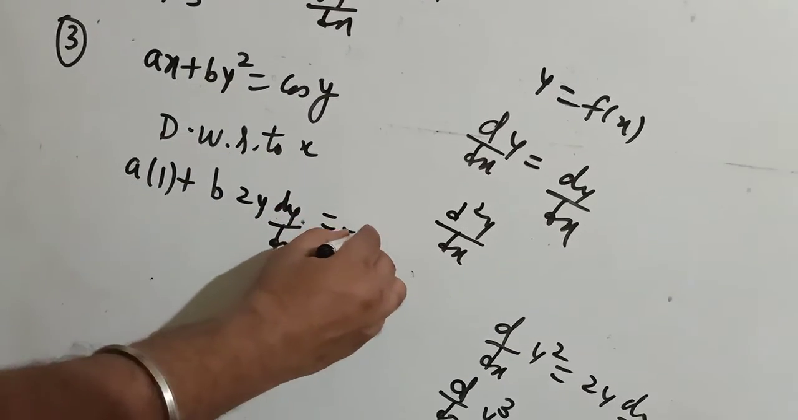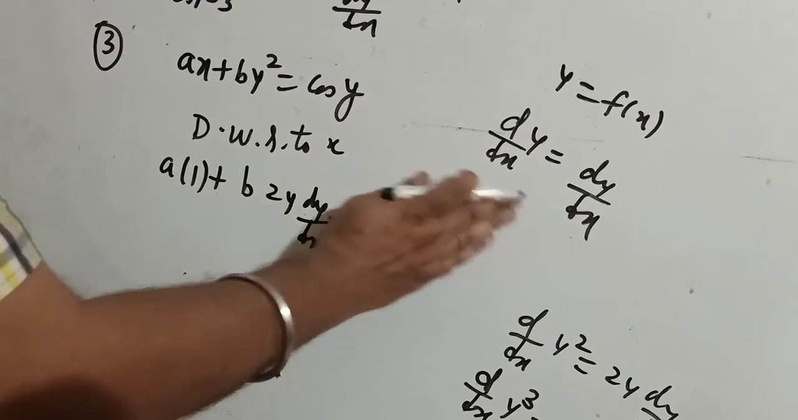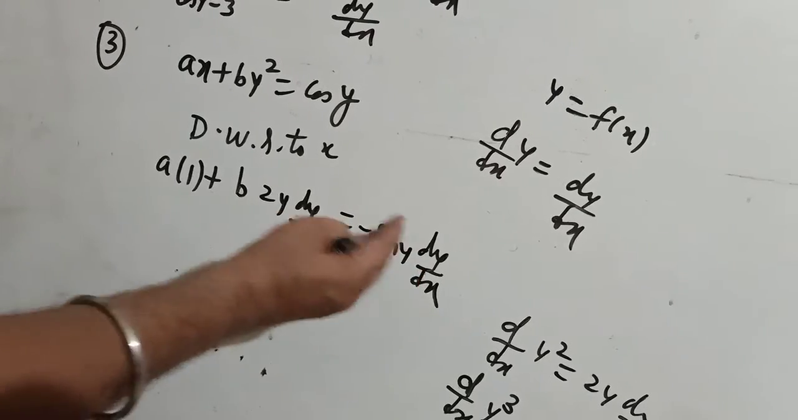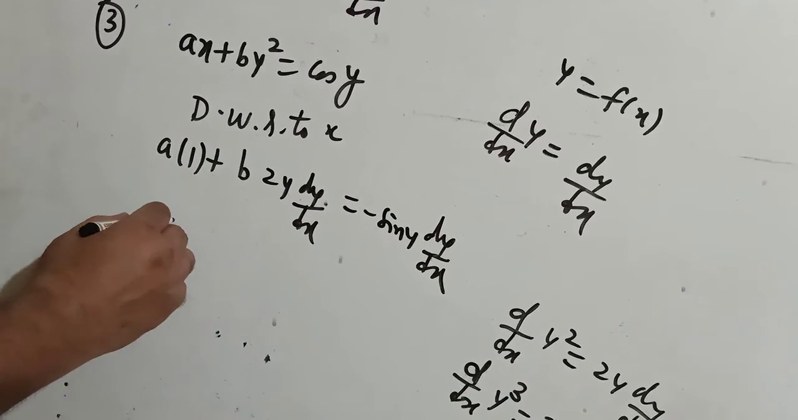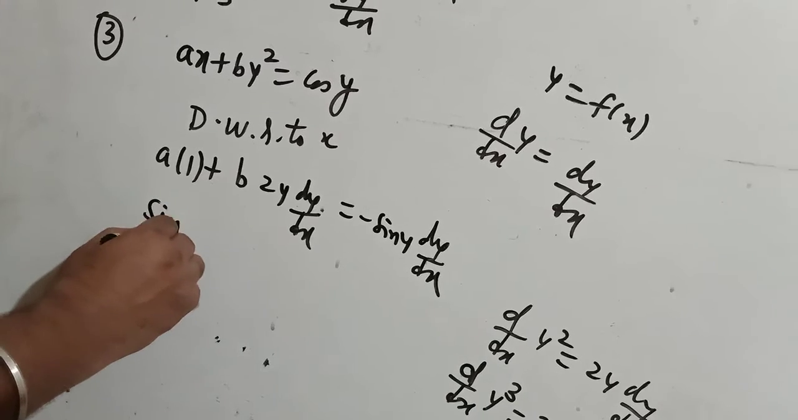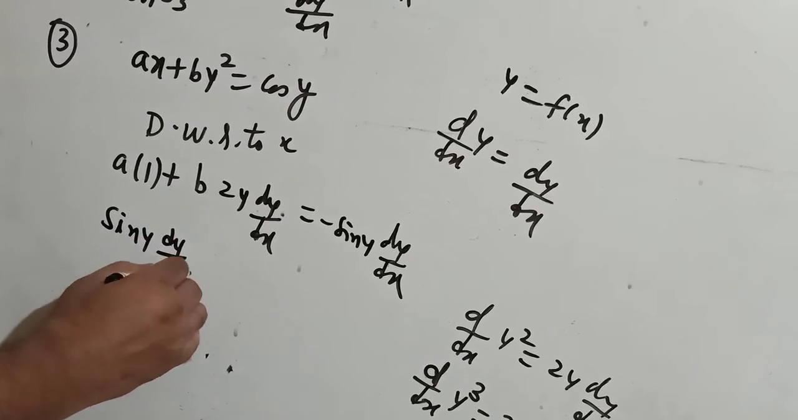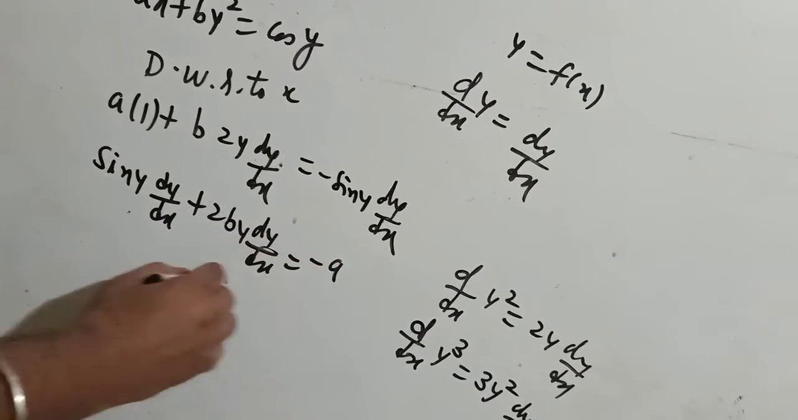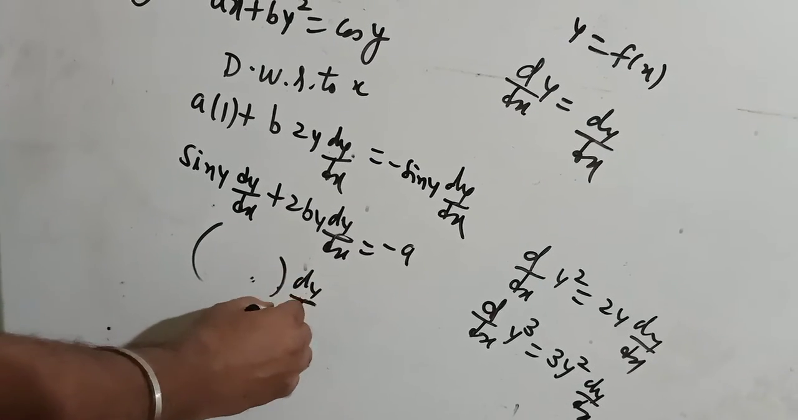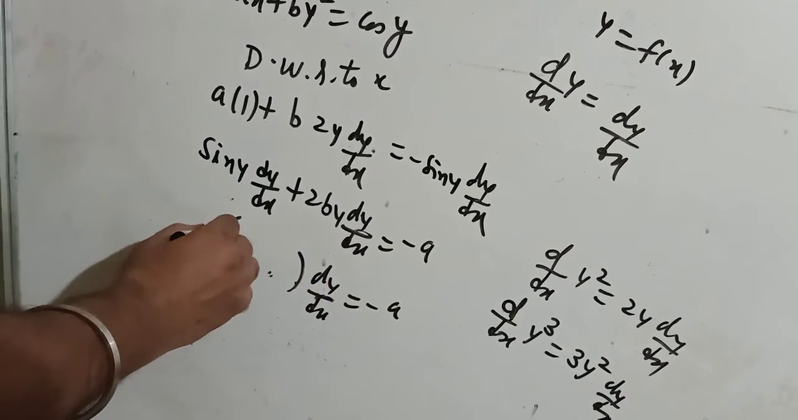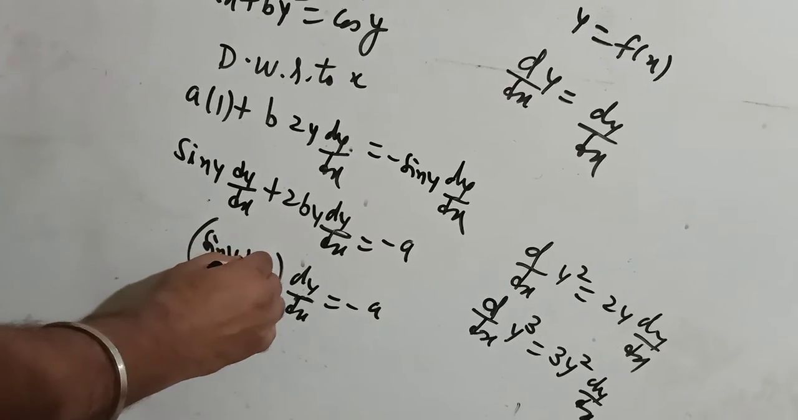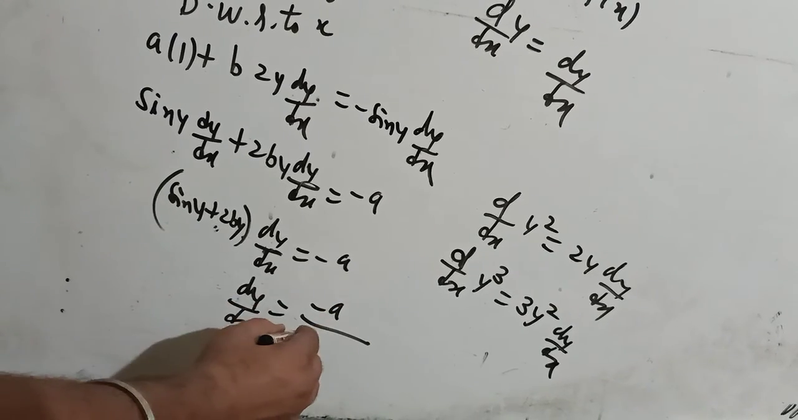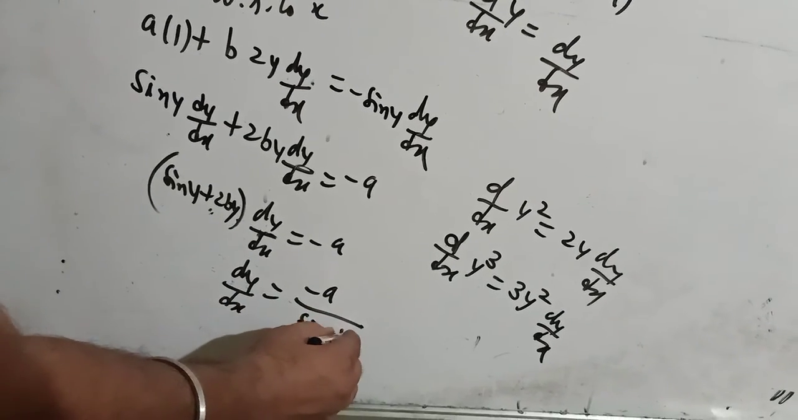Differentiation of cos y is minus sin y, and differentiation of y is dy by dx. Our main aim is we have to find dy by dx. So I am bringing dy by dx this side and this a to the right side. So a plus 2by dy by dx equal to minus sin y dy by dx, which gives sin y dy by dx positive plus 2by dy by dx equal to minus a. So dy by dx common, minus a equals dy by dx times sin y plus 2by. So dy by dx is minus a upon sin y plus 2by.